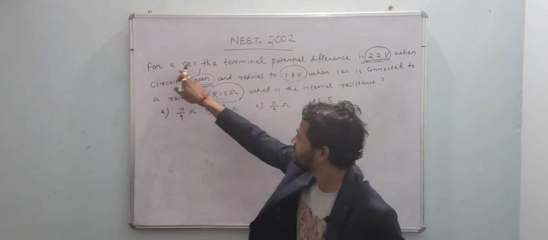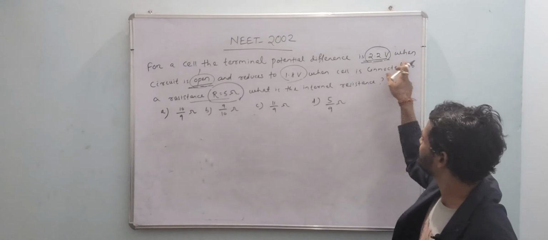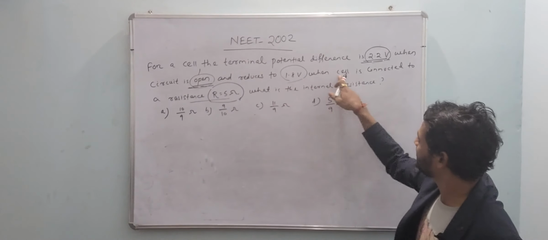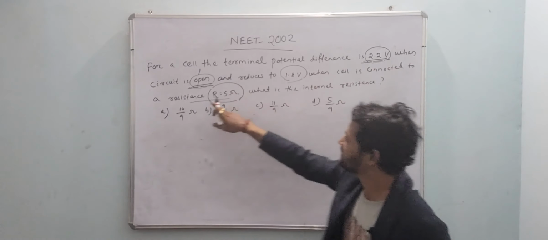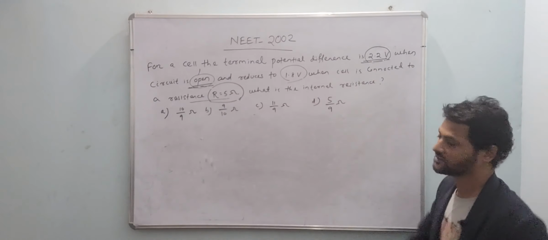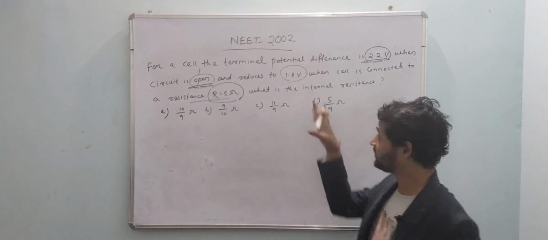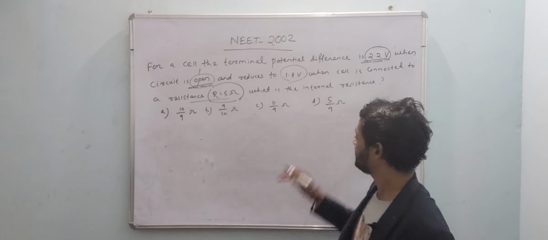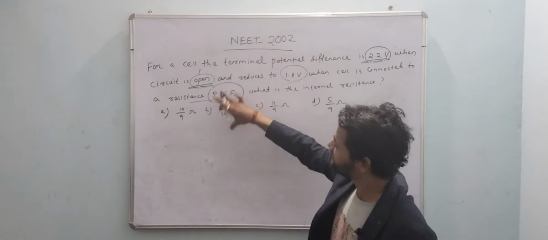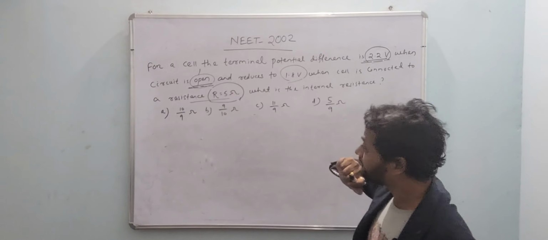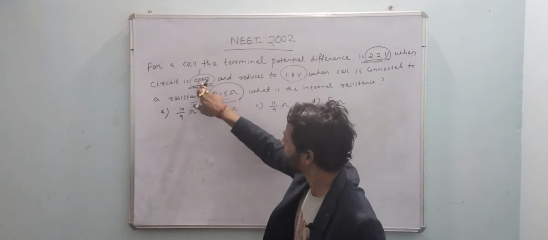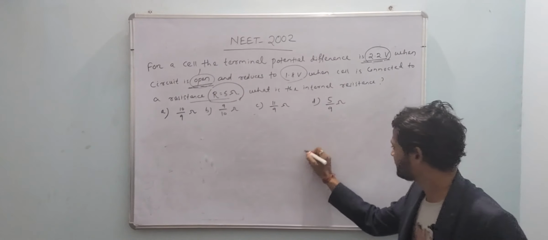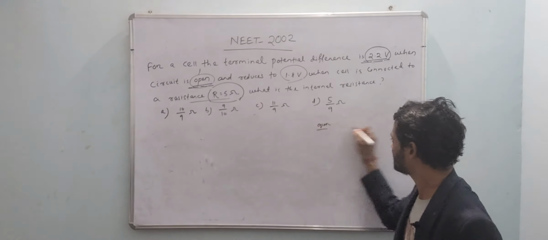What is that question? For a cell, the terminal potential difference is 2.2 volt when circuit is open, reduces to 1.8 volt when cell is connected to a resistance of 5 ohm. What is the internal resistance? So before that, we should understand what is the difference between open circuit and closed circuit. So before solving this question, we have to understand what is the meaning of open circuit and what is the meaning of closed circuit, right?